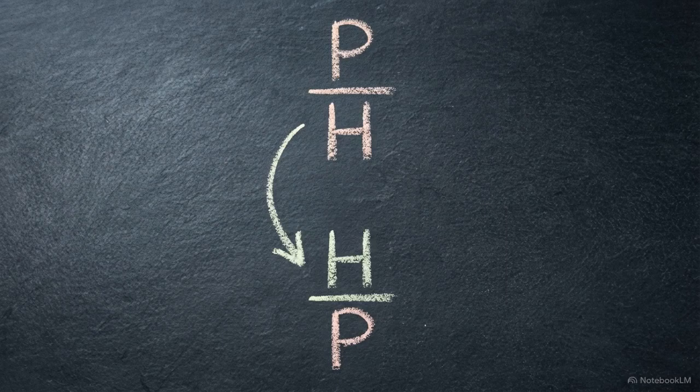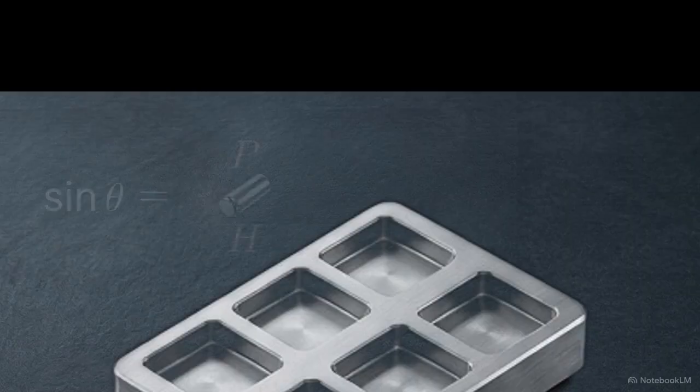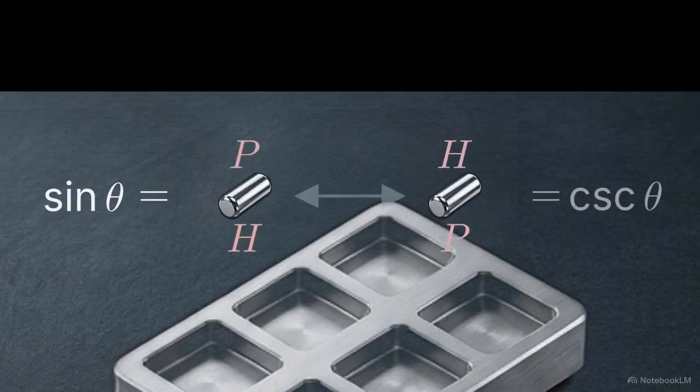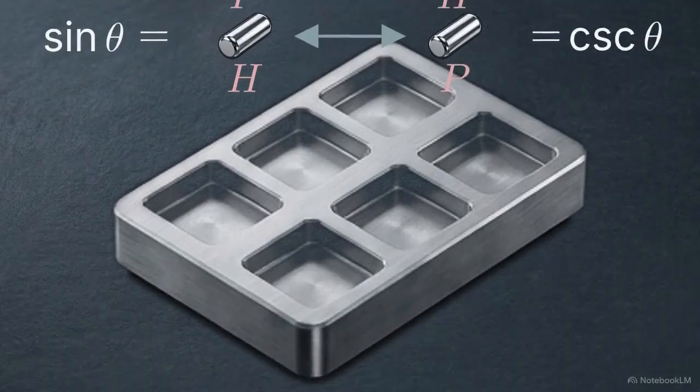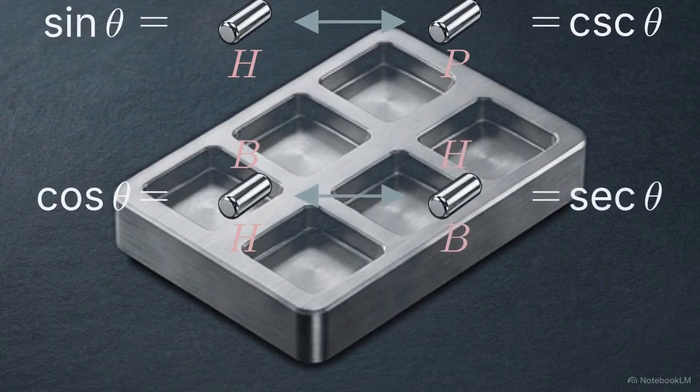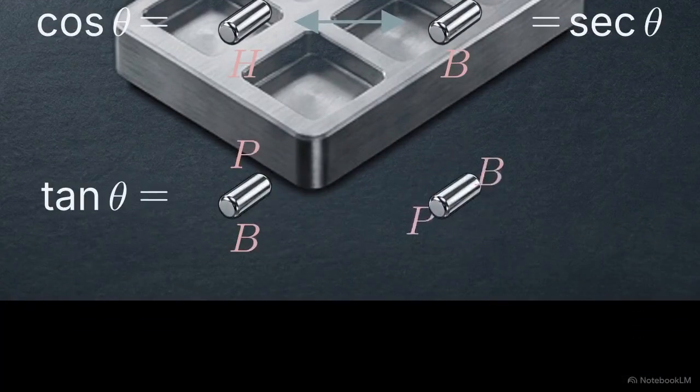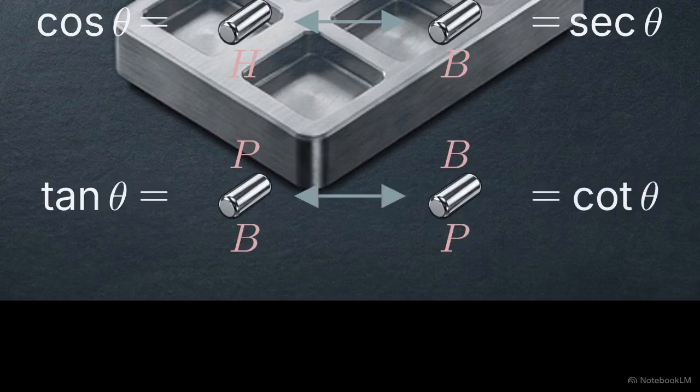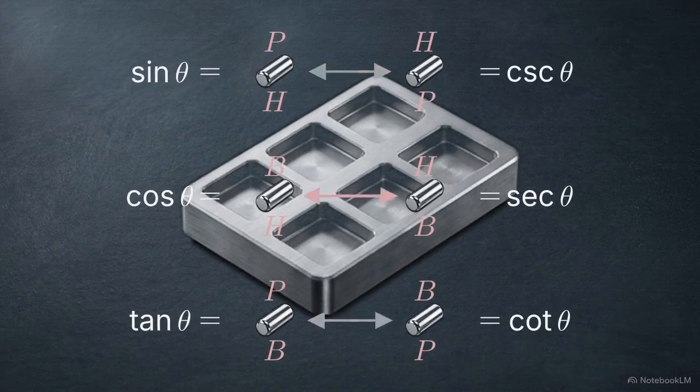These final 3 ratios are symmetrical reciprocals of the primary 3, found by inverting previous fractions. When sine, p over h, is flipped to h over p, it is called the cosecant. Cosine inverts to hypotenuse over base, labeled the secant. Tangent inverts into base over perpendicular, named the cotangent.